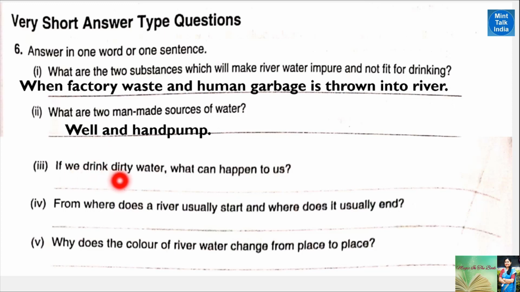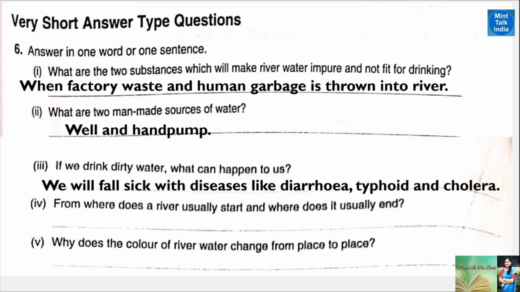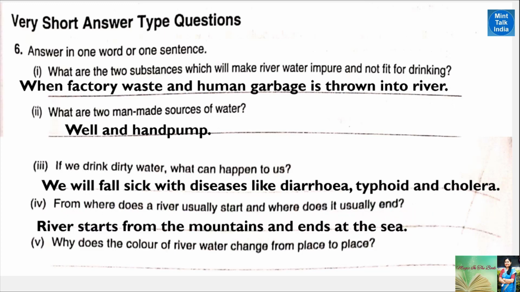Number 3, if we drink dirty water, what can happen to us? If we drink dirty water, we will fall sick with diseases like diarrhea, typhoid and cholera. Number 4, from where does a river usually start and where does it usually end? The river usually starts from the mountains and it ends at the sea.